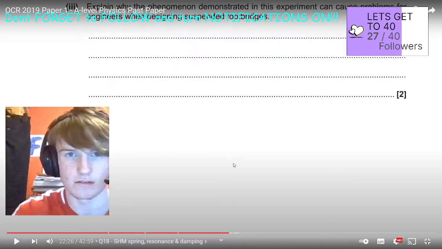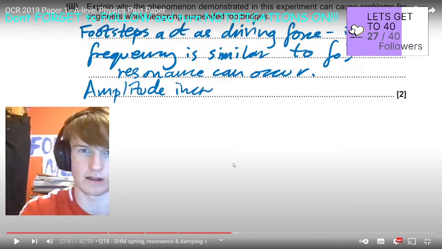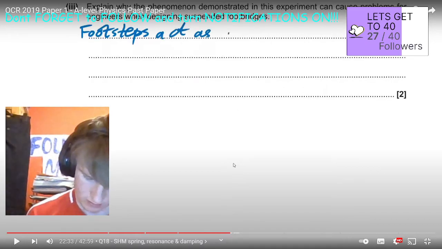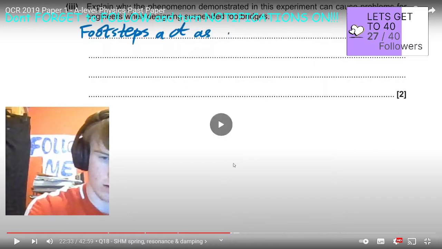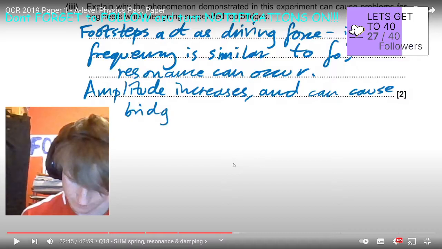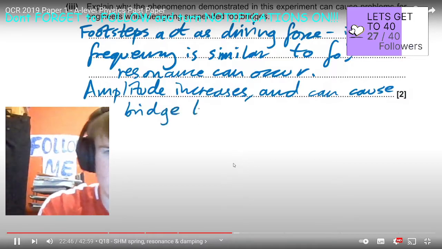Does it say that? No, it doesn't say that, so I should write that. Footsteps act as driving force. If the frequency is similar to the natural frequency, then resonance can occur.